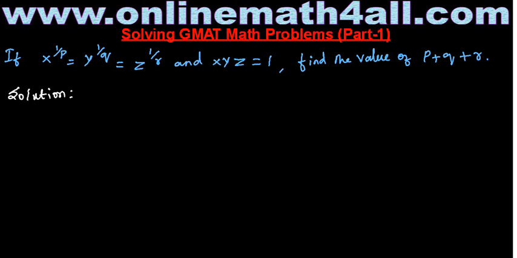That is, if x to the power 1 over p is equal to y to the power 1 over q is equal to z to the power 1 over r, and x times y times z is equal to 1, find the value of p plus q plus r. Actually, we have two pieces of information in the given question. One is x to the power 1 over p is equal to y to the power 1 over q is equal to z to the power 1 over r. And the second information is x times y times z is equal to 1. We just have to find the value of p plus q plus r.